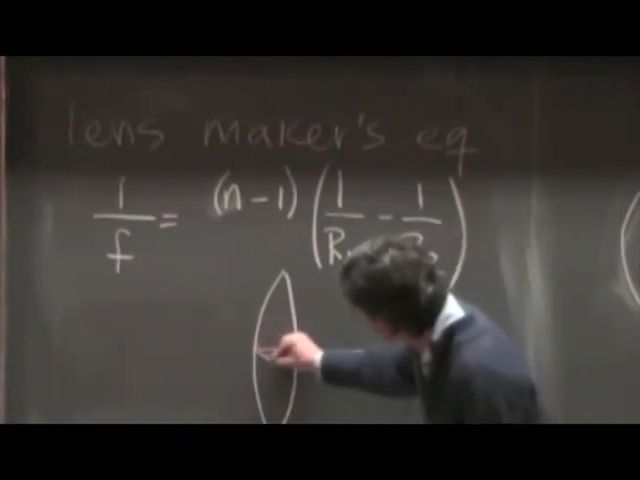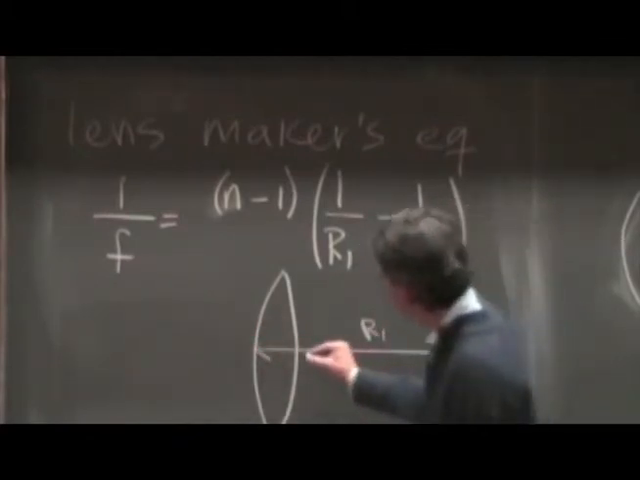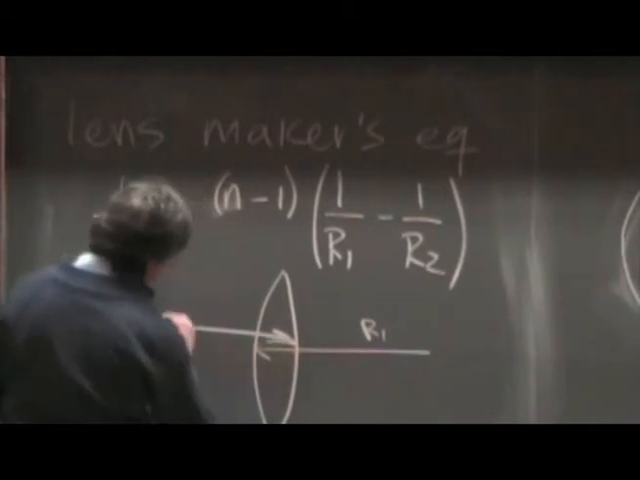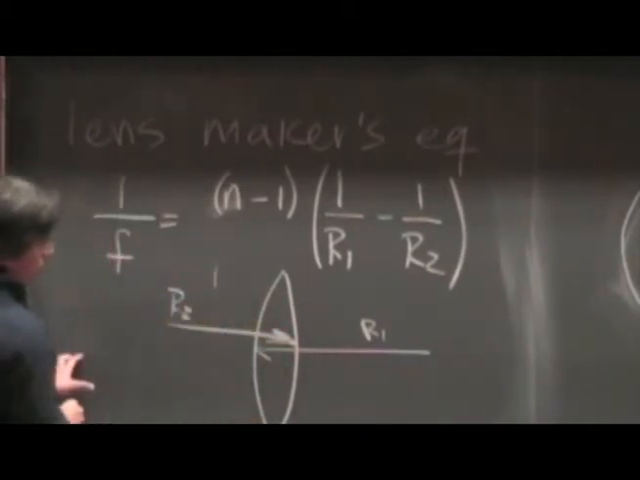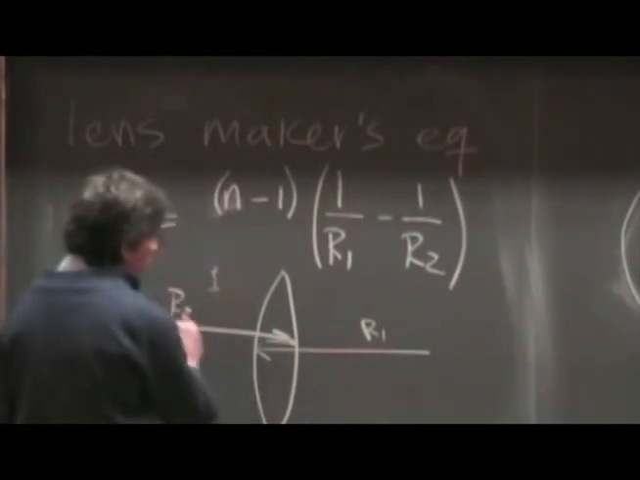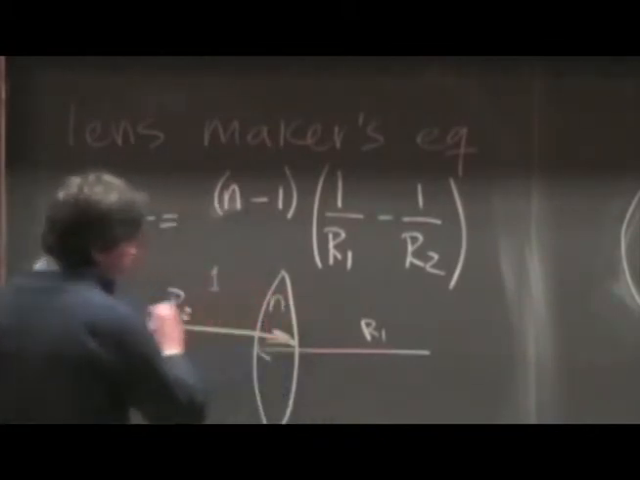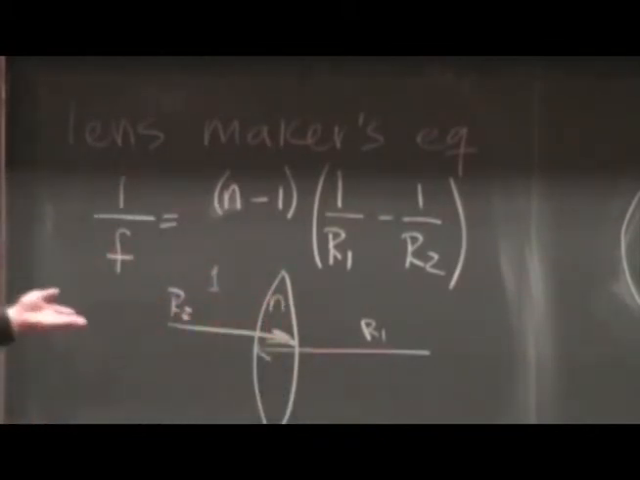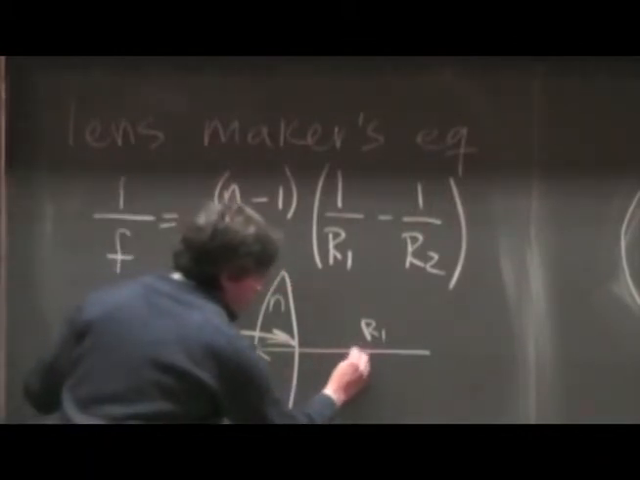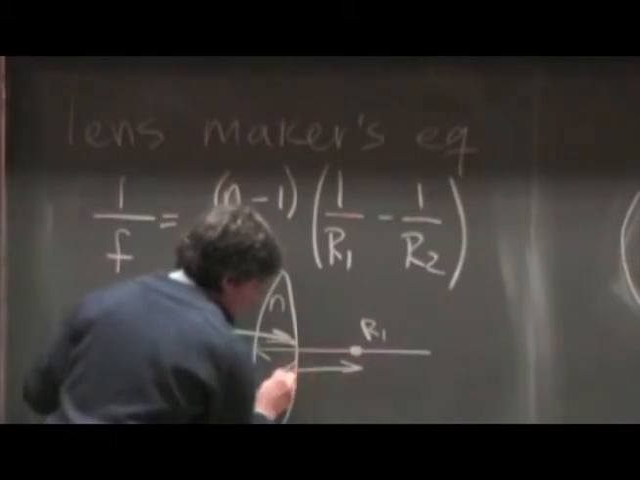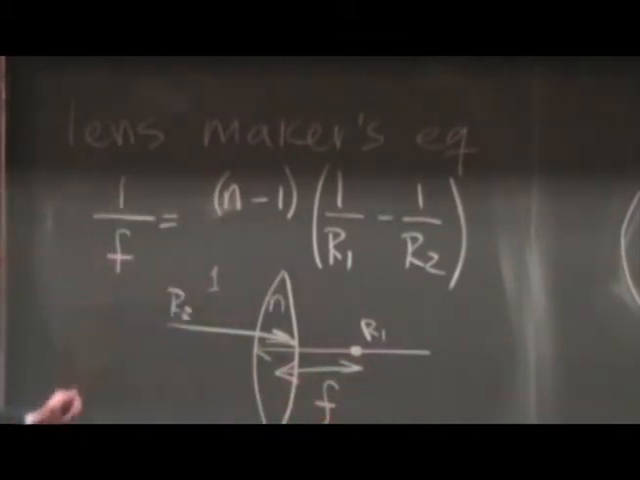If this surface has a radius R1, and this other surface has a radius R2, and the index of refraction of the outside is, say, air, typically air, so that will be 1, and the index of refraction inside of the material that you're using is n, then this equation tells you what will be the focal length of that lens. Okay?